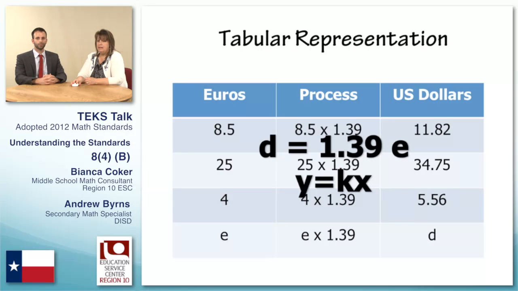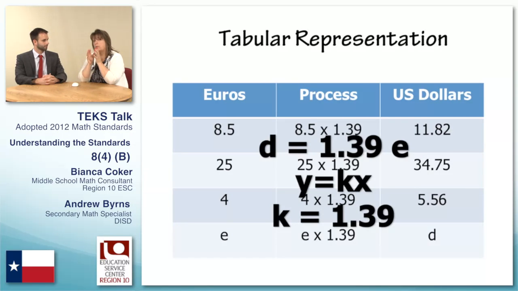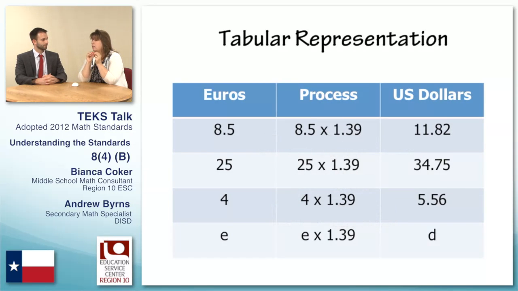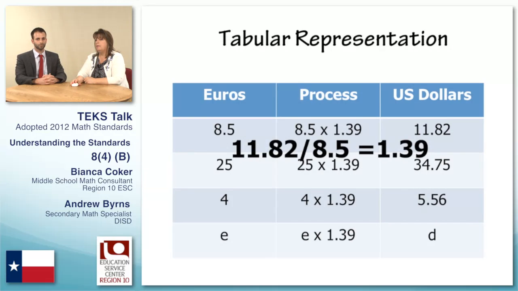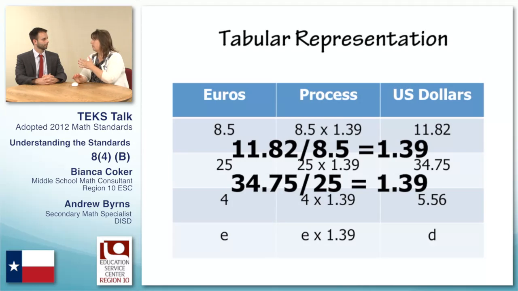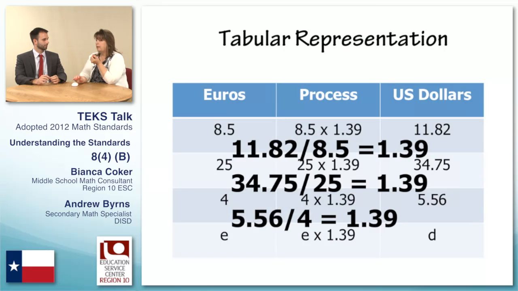Good. And then one other thing I wanted to show you from the table that only works for proportional functions, and the reason why they're called proportional, is that we can make a ratio of not the change in y, just the y to the x value, and that's going to be equal all the way down, hence the name proportional. So, for example, if I take 11.82 and divide it by 8.5, we get 1.39. If I take 34.75 and divide it by 25, I get 1.39. And the same thing happens with 5.56 divided by 4. This only happens with proportional functions.